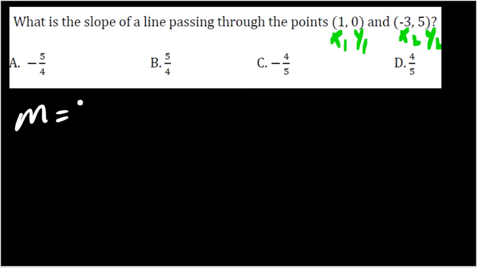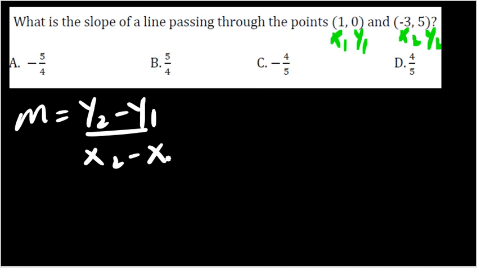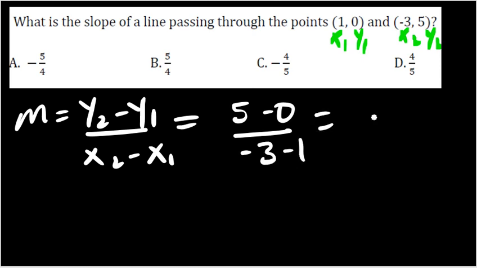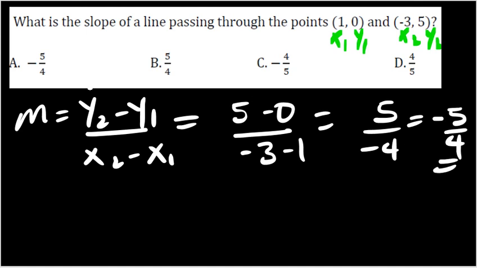Slope is equal to y2 minus y1 over x2 minus x1, which is, what's y2? 5. 5 minus 0 over negative 3 minus 1, which will be 5 over negative 4. The negative denominator will be raised up, negative 5 over 4. So the answer is found in A. Here it is. Okay, next question.